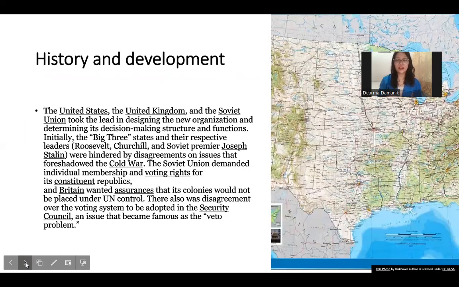So next we are talking about the history and developments. The United States, the United Kingdom, and the Soviet Union took the lead in the design of the new organization and determining its decision-making structure and functions. Initially, the Big Three states and their respective leaders Roosevelt, Churchill, and Soviet Premier Joseph Stalin were hindered by disagreement on issues that would later fuel the Cold War.